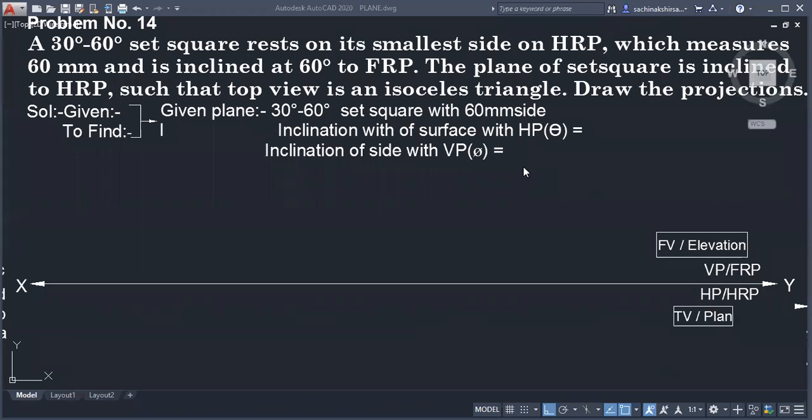Okay, good afternoon. Just check whether voice is audible and screen is visible. Whether screen is visible? Yes, sir.